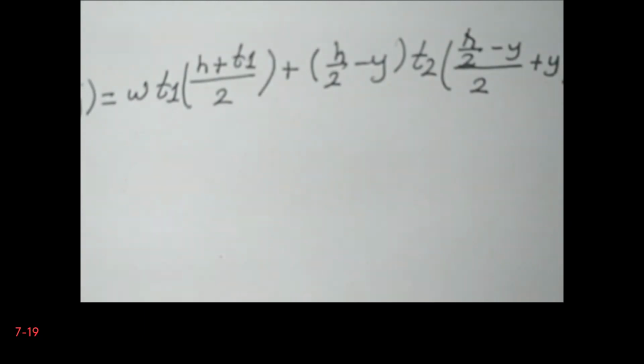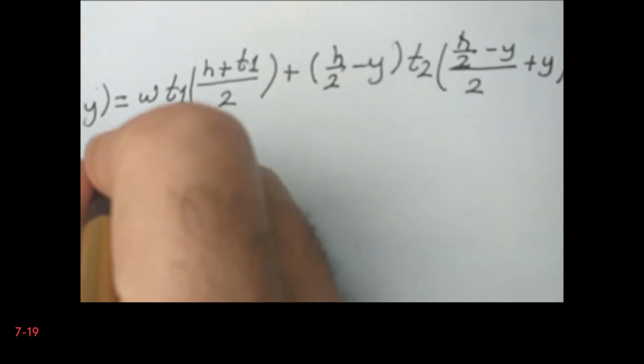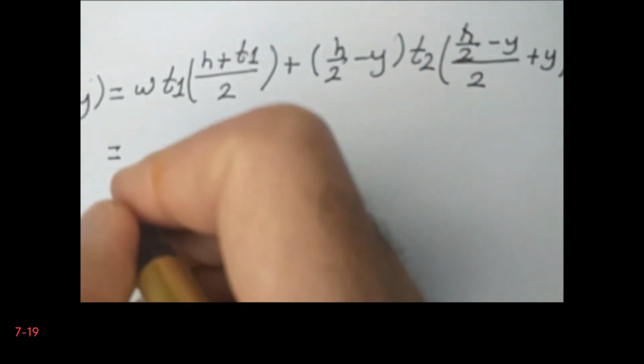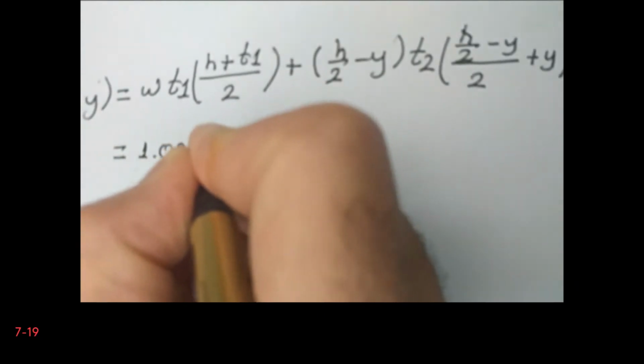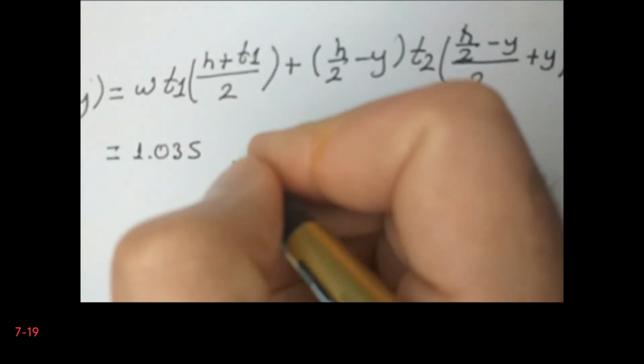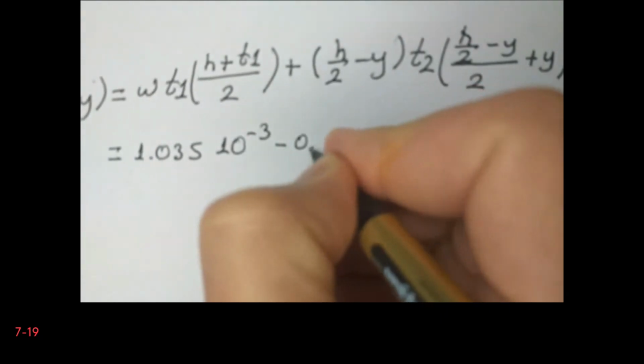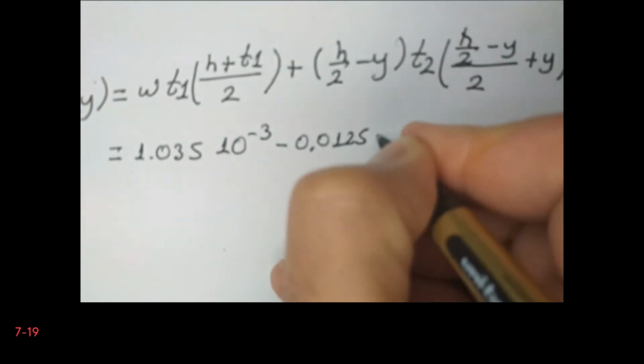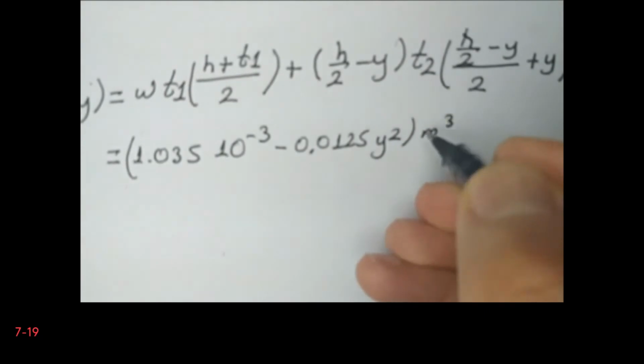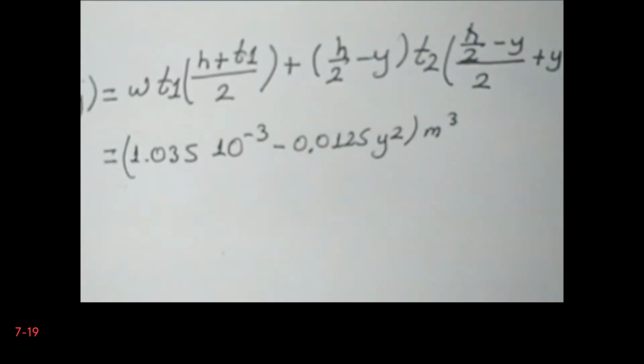So if you put the values into their places, what we are going to get is 1.035 10 to the power minus 3 minus 0.0125 y square, and the unit is meter to the power cube. Okay, now we have found the first moment of the area. Now we can calculate the shear stress distribution.